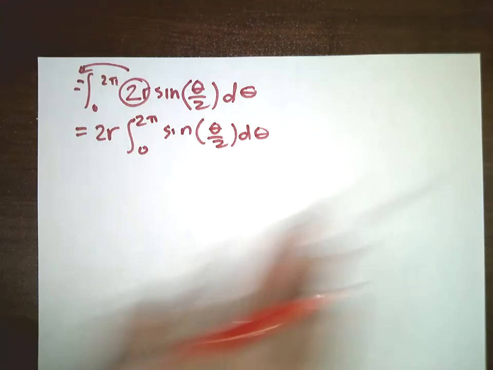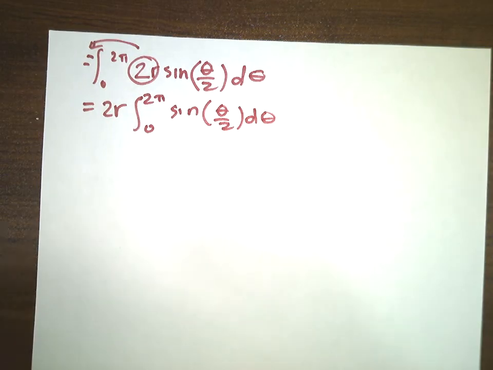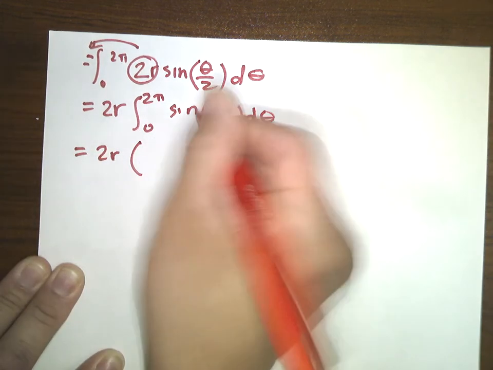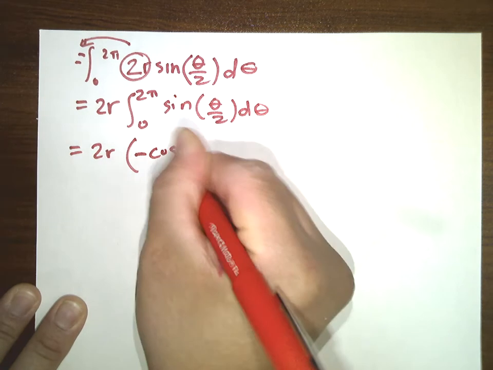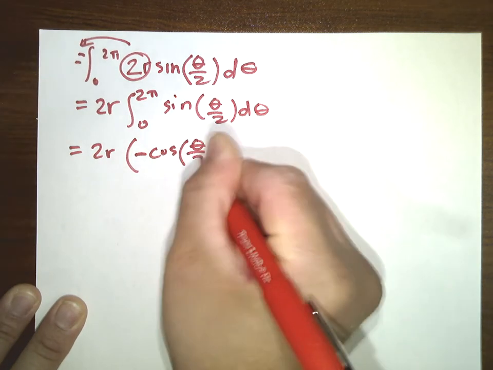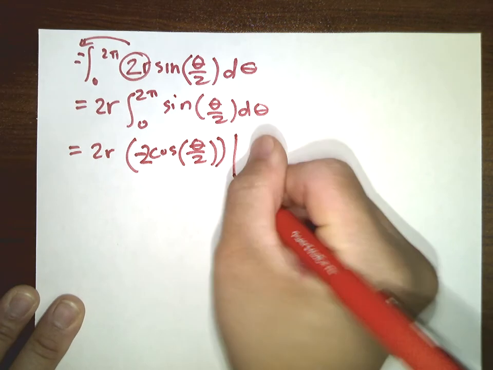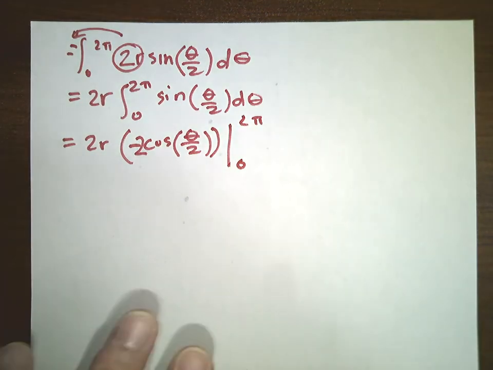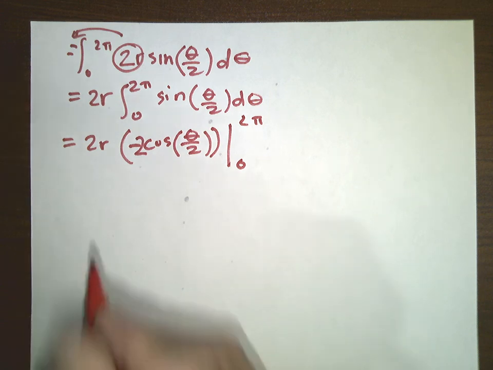And then I can easily find this integral, all right? So this will give me a 2r, and then the integral of sine of theta over 2 is negative cosine of theta over 2 times 2, so negative 2 cosine of theta over 2. And I'm going to evaluate this from 0 to 2 pi. So if I go ahead and do this, well, all right, let's simplify this here.